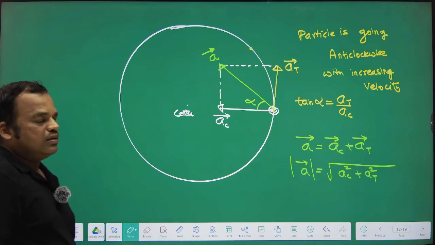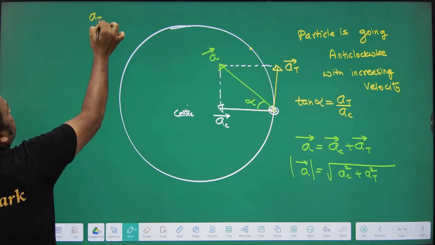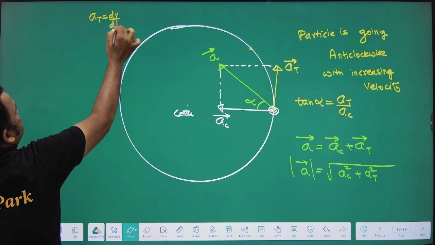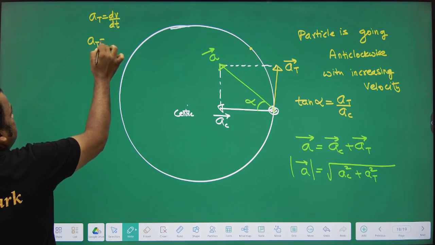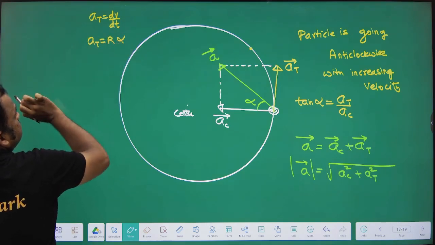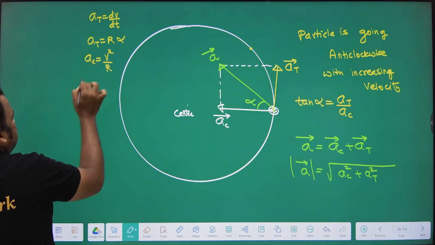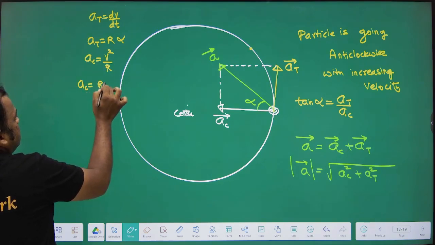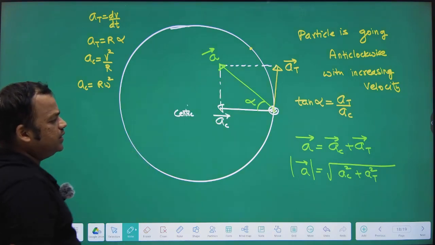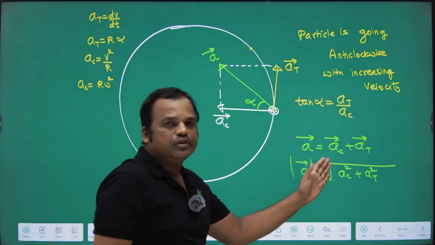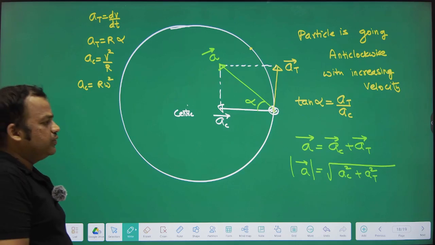So now let's do one question based on the formula of AT. AT is equal to dV by dt, and we can also apply the formula AT is equal to R alpha, and AC is equal to V square by R, or we can also say R omega square. Tan alpha is equal to AT by AC, and the resultant acceleration magnitude is equal to the square root of AC square plus AT square.